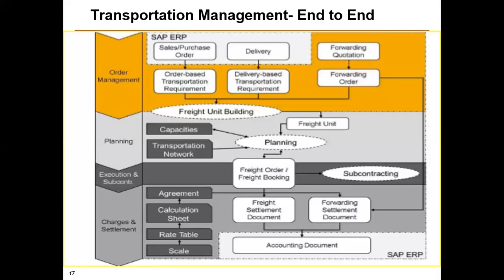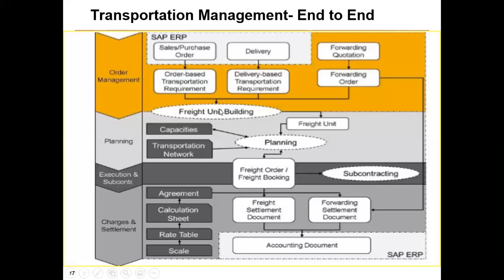Also, this forwarding order is sent to the forwarding settlement documents. That is the other path, the right side path, for payment and settlement activities. Just like you can say we send the PO to the invoice and billing activities, we are sending this forwarding order to the forwarding settlement document creation activities.